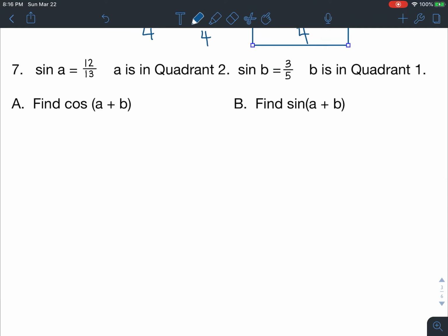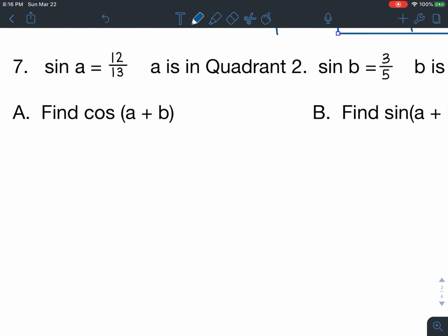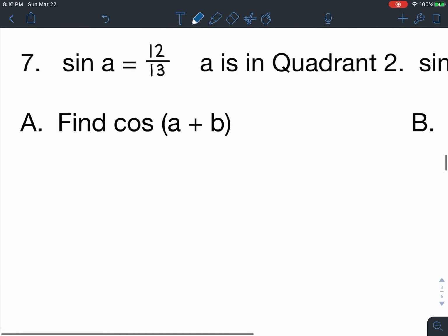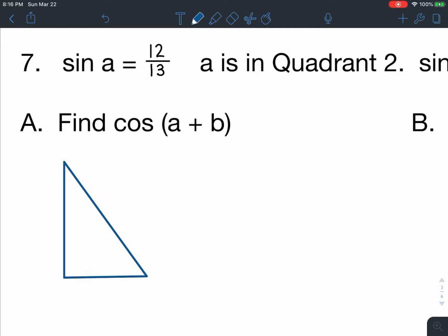Now this is a totally different kind of example. Sine of A equals 12 over 13, and angle A is in quadrant 2. Sine of B equals 3 over 5, and angle B is in quadrant 1. And then we have to find the cosine of A plus B and the sine of A plus B. These are not numbers I am aware of. I'm going to have to draw a triangle. Now I'm going to draw this triangle as if it's oriented in quadrant 2. So that's why I have it pointing this way.